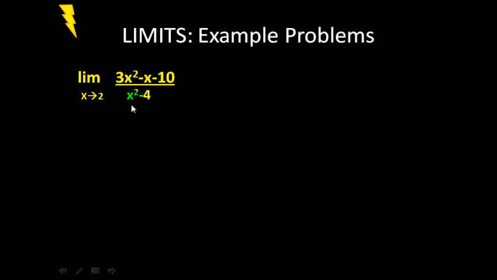If you plugged in 2, you'd get 3 times 2 squared minus 2 minus 10 divided by 2 squared minus 4. So you don't even have to do the stuff in the numerator. You know off the bat you'd get 4 minus 4, which is equal to 0. Now that would make it undefined. So we need to use properties to make it so that we can evaluate the limit.